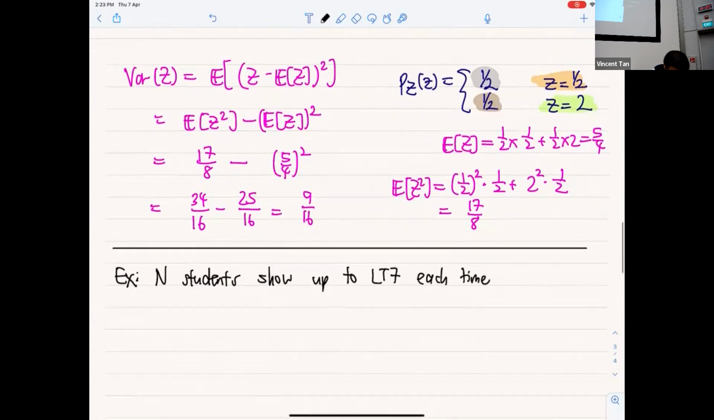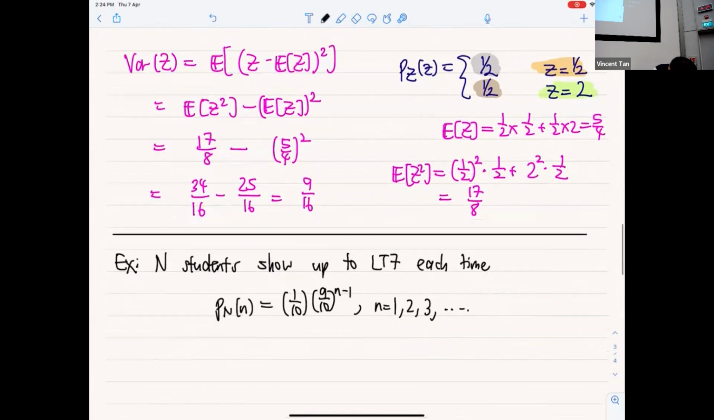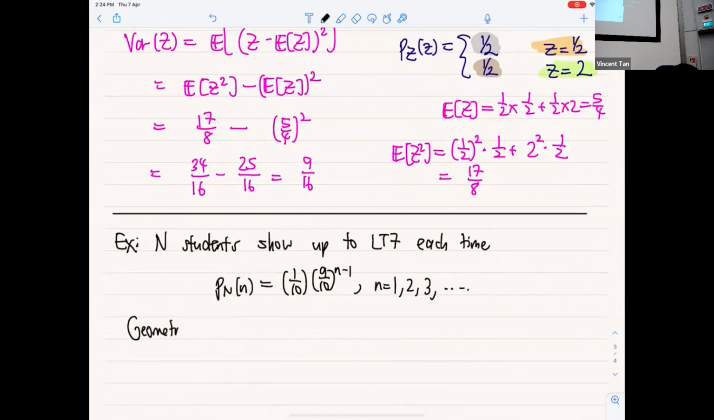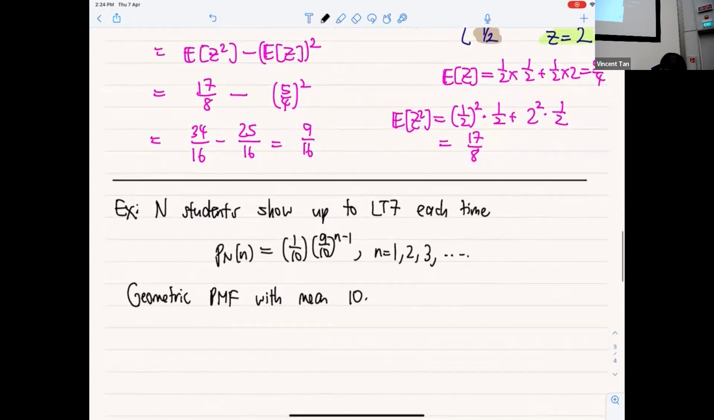And the PMF of the students is P_N(n) equals 1/10 times (9/10)^(n minus 1). It's geometric. This is a name. It's called a geometric random variable. So potentially, I could have 1 million students show up because the support of the geometric is unbounded here. Potentially, I could have 1 million students showing up, but that's not very likely. So this is called a geometric PMF with mean 10. If you do not know why the mean is 10, you can look up Wikipedia. If you still do not know, you can come and ask me again. But that's not the point of our discussion here today.